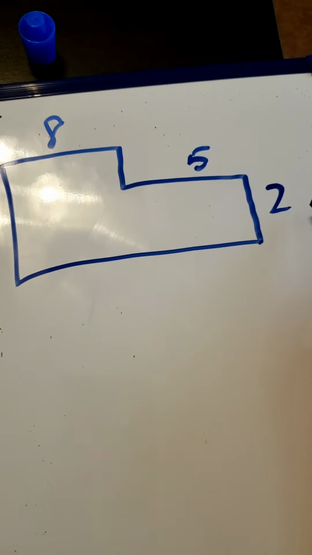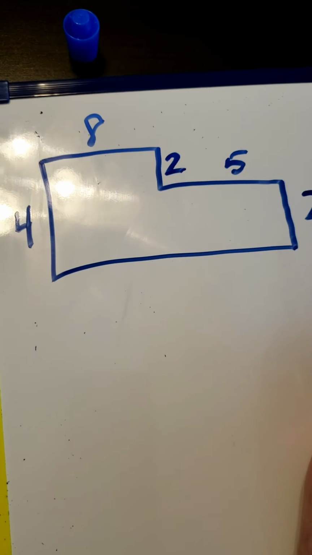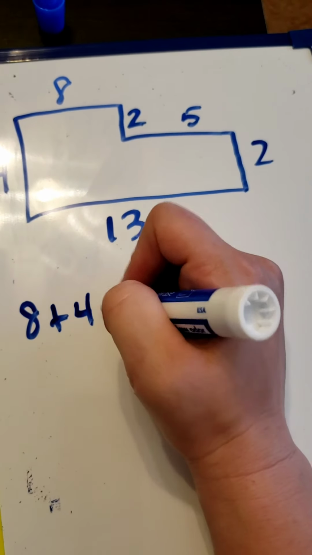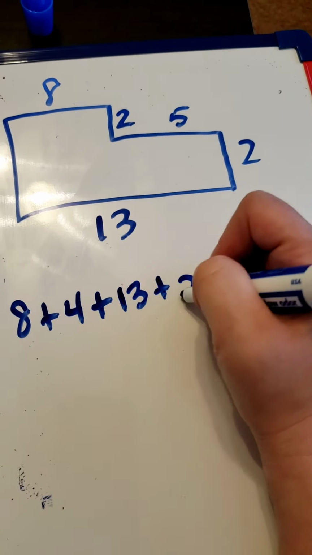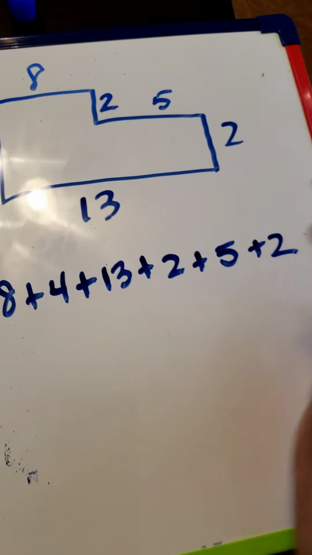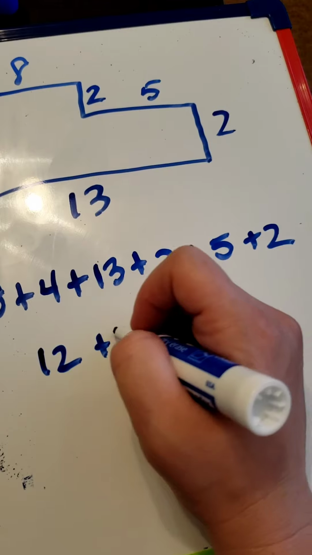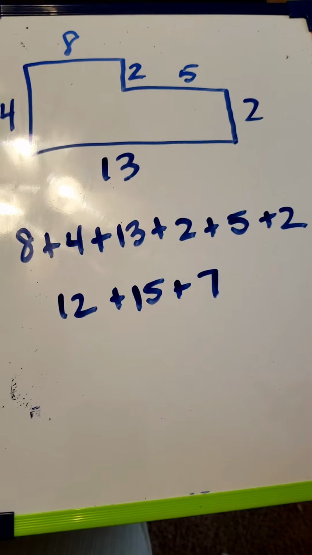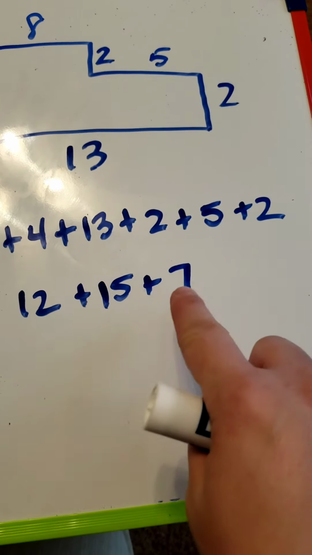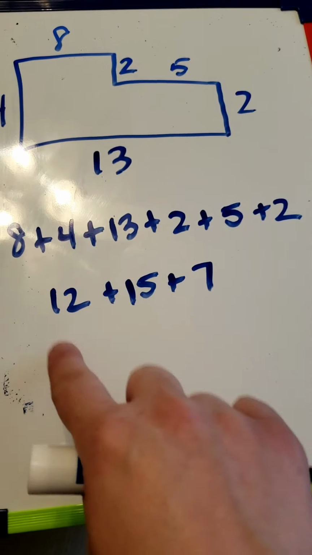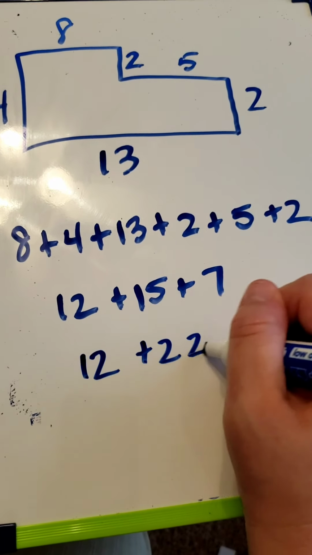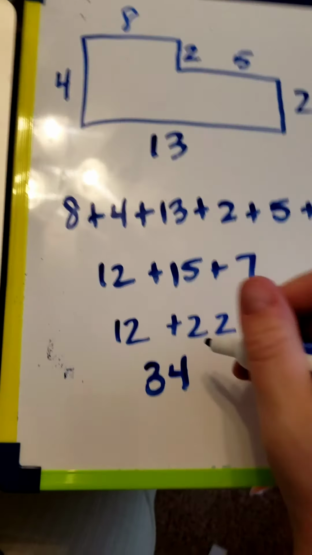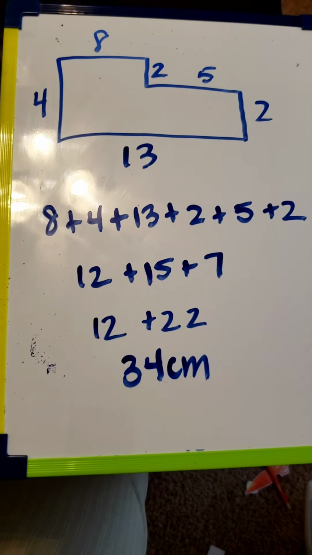Well, this whole thing is 4, this side is 2, this must be 2, and this whole thing on the bottom must be 13. So then 8 plus 4 plus 13 plus 2 plus 5 plus 2, 12 plus 15 plus 7, right? 12, 15, 7, yes, 22, so my first answer would be 34 centimeters.